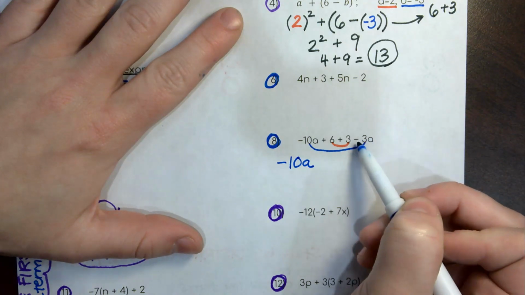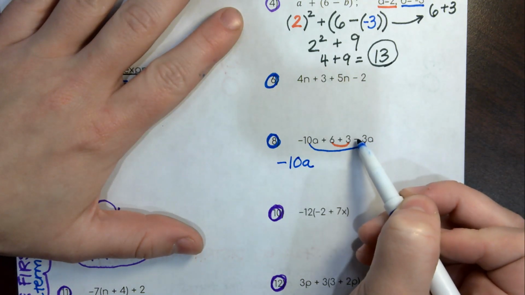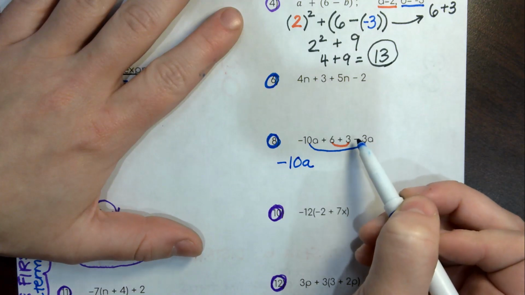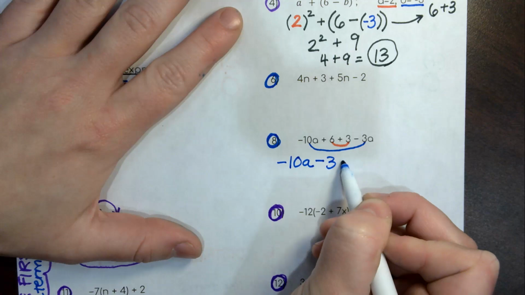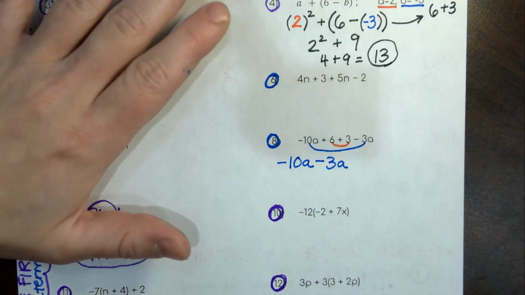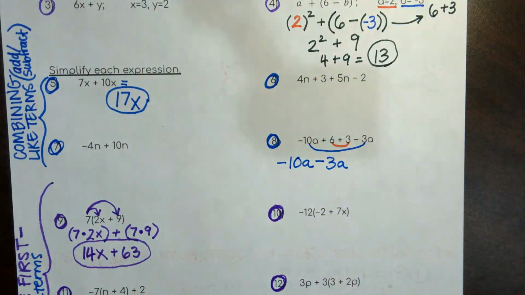And then I'm looking at the sign that's directly next to the number. I'm going to do that minus 3a. Okay. Is anybody confused up to this point? Why the negative and not the plus?